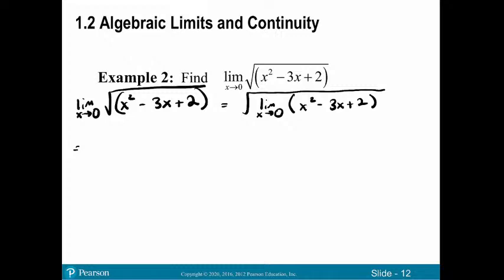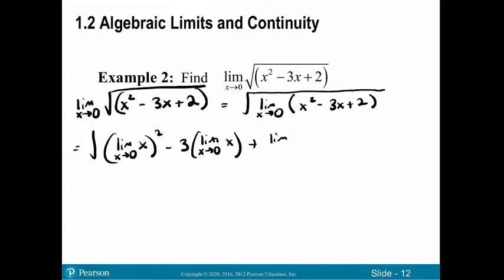So this is going to be the square root of the limit as x approaches 0 of x, quantity squared. I'm just going to square it. Minus 3 times the limit as x approaches 0 of x. It's kind of a repeat of the previous. Plus the limit as x approaches 0 of 2.